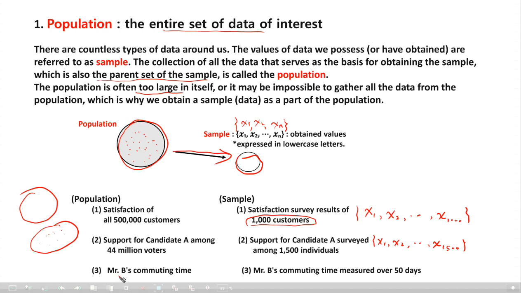And third, Mr. Beast's commuting time. Actually, it is not impossible to gather all this data. But we only measure his commuting time during 50 days. Then say 181, something like this, 84, okay? 50 real numbers. We say this is a sample.